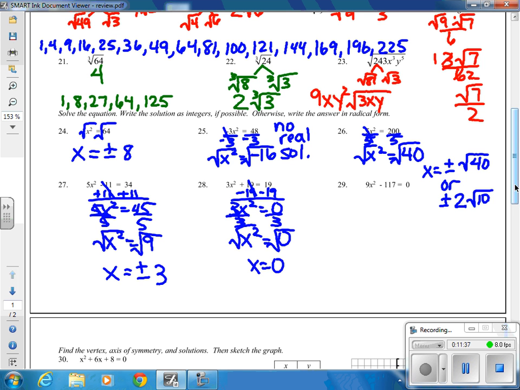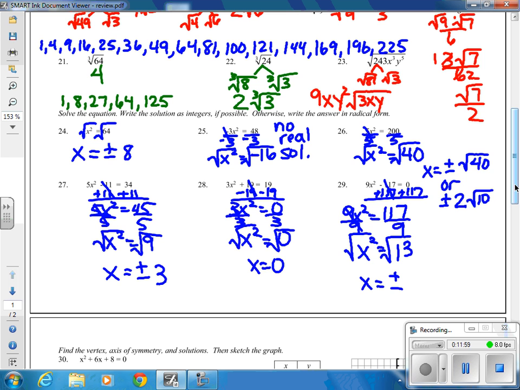And then for number 29, I need to add 117 to both sides. So that leaves me with 9x squared equals 117. Divide by 9. That leaves me x squared equals 13. I'm going to square root both sides. I know that my 13 is positive, so I'm going to have a plus or minus in my answer. Square root of 13 is not an integer, so I need to leave it in radical form.